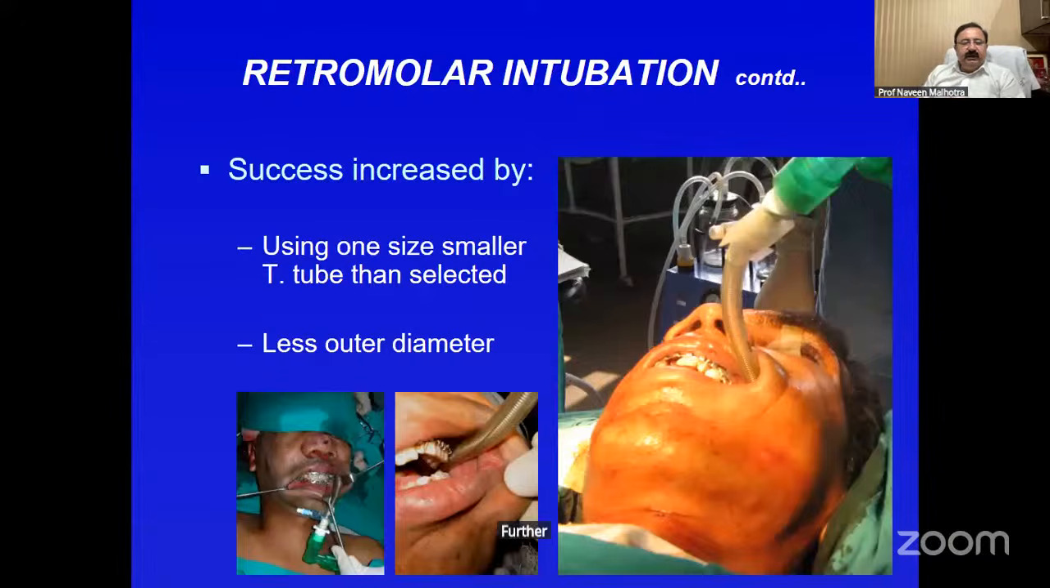Further, you can increase the success rate by selecting a tube one size smaller. Like if you're planning orotracheal intubation with an 8 mm tube, choose a 7.5. If it is a female and you're planning to choose 7.5, choose a 7, which will have a lesser outer diameter, and the success rate will increase. So these are the pictures of different patients undergoing retromolar intubation.